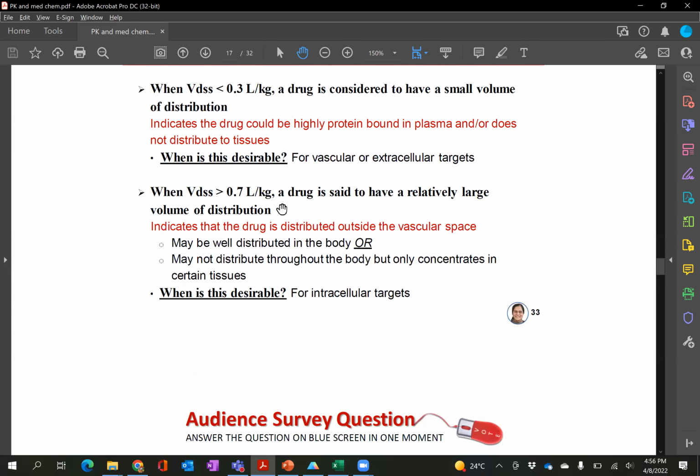But when you have very large distribution, the drug is said to have relatively large distribution, indicating the drug distributed outside the vascular space, maybe well distributed in the body, or maybe not distributed through the body but only concentrated in certain tissues. Anyway, it doesn't stay in the blood a lot. But it's good for an intracellular target. For a lot of the compounds or targets we work on, like ICH, kinases, these are all intracellular targets. So we need to have a large volume distribution.